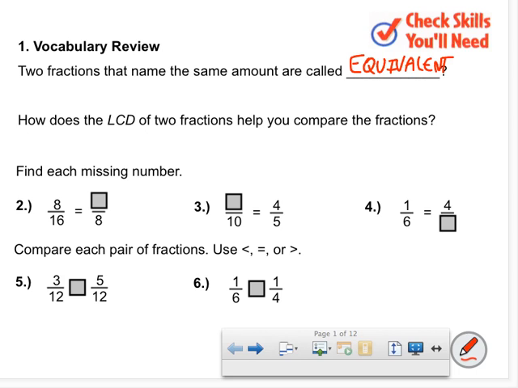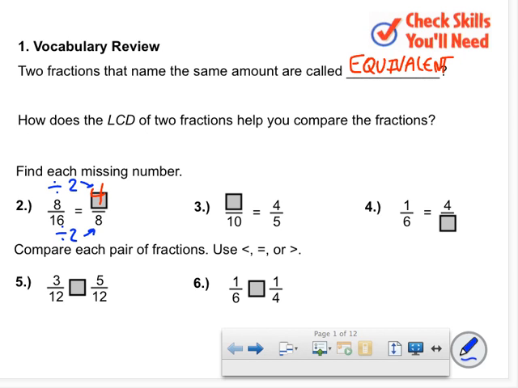Okay, so find each missing number. For number 2, who has number 2? Jayla. 4, very good. So the answer is 4/8. How did you get that? What was the factor that you used to go from 8 to 4, or 16 to 8? Well, 16 divided by 2, how they're related, you have to divide by 2. Right, so we divide by 2, divide by 2, that gets us 8, that gives us 4.